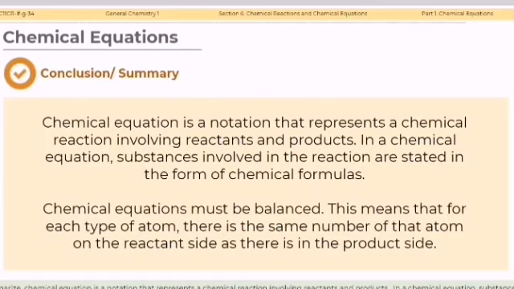To summarize, a chemical equation is a notation that represents a chemical reaction involving reactants and products. And in a chemical equation, substances involved in the reaction are stated in the form of chemical formulas. Chemical equations must be balanced. This means that for each type of atom, there is the same number of that atom on the reactant side as there is on the product side.